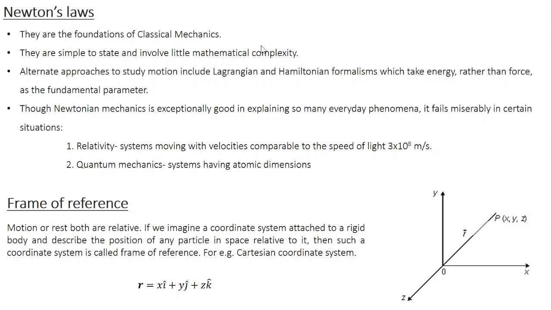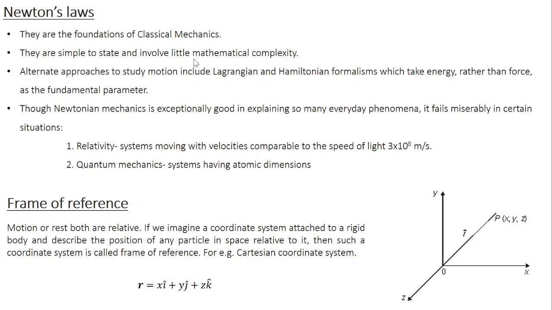However, compared to other formalisms, the Newtonian approach is much more simple because the laws as such are very simple to state and they involve very little mathematical complexity. Most of the natural phenomena which we see in our daily life can be easily explained using Newtonian mechanics. However, there are situations where Newtonian mechanics fails.